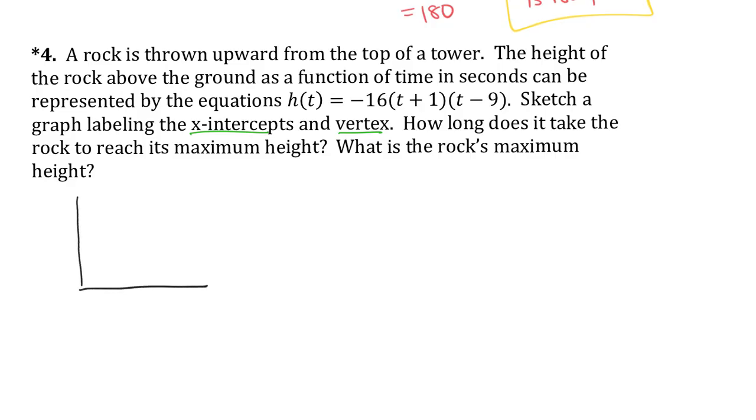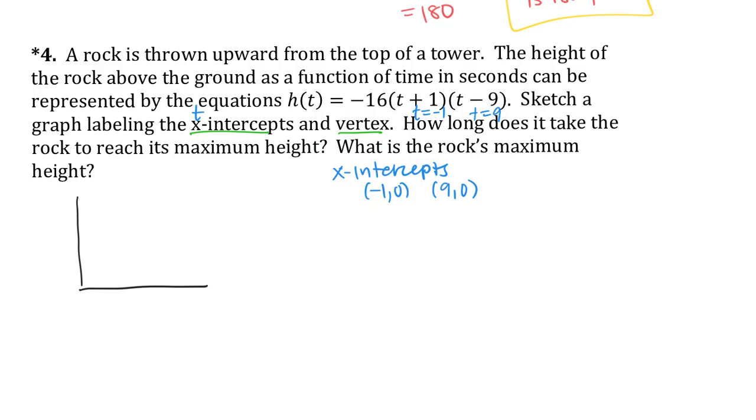Now the weird thing is they want me to do the x-intercepts. Why do they want me to find the x-intercepts? Oh, because it's in factored form. Factored form makes it easier to find the x-intercepts. The x's are actually the t's, so I'm solving for t. So if I solve this, what are my x-intercepts? I would get t equals negative 1 and t equals 9. So negative 1, 0, and 9, 0.